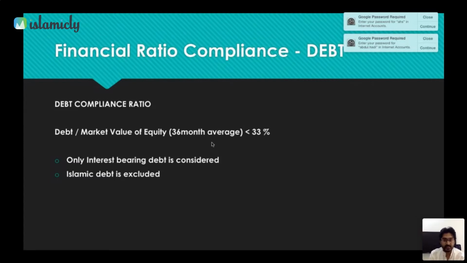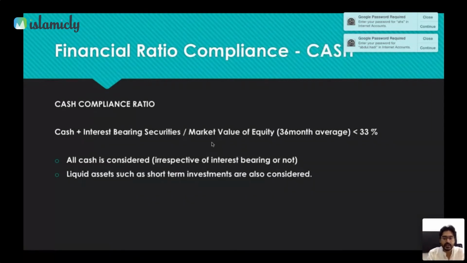Now, in this, what kinds of debt are considered? Only interest-bearing debt is considered. The Sharia committee says that the interest-bearing debt of a company should be restricted to less than 33% of its total market capitalization. If a company has non-interest-bearing debt or Islamic debt, these things should be excluded from the total debt calculation. All right. What else are the tricky areas over here? If there are any, please do post a question and I'll definitely answer that.